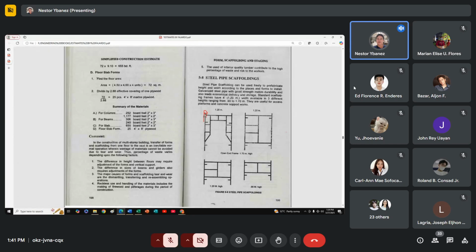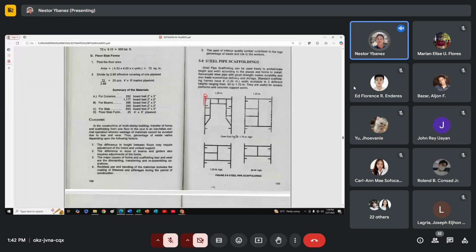Mga 2 inches ang iyang diameter. It comes in the form of clip frame and edge frame. These are steel scaffolding. So, pwede siya ibutang and then we can increase the height by connecting the two. Pwede man sila ma-connect.